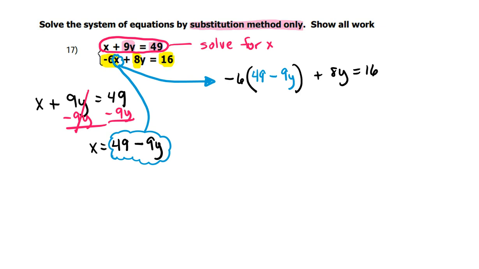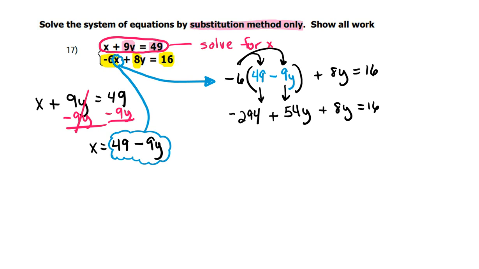And now I have an equation with nothing but y's in it, and I can solve it for y. So you'll start by distributing the -6, and it's a negative times a positive, so that's going to make it a negative. And 6 times 49 is a negative 294. And then -6 times -9y makes that a positive 54y.